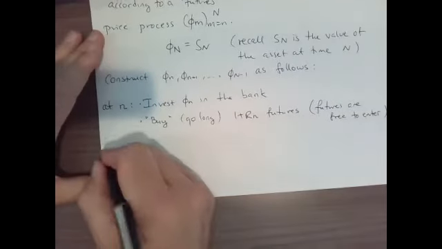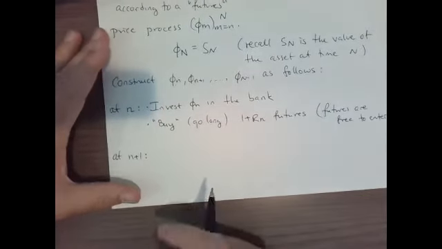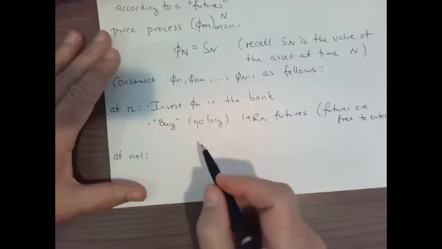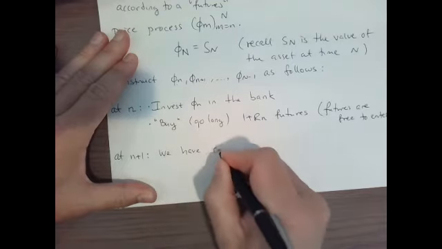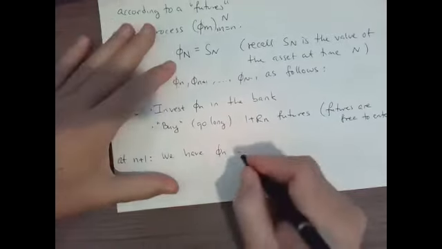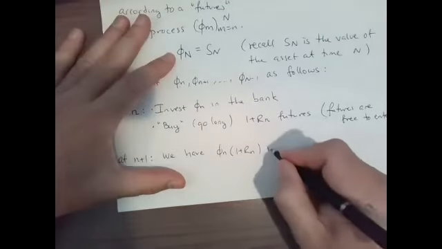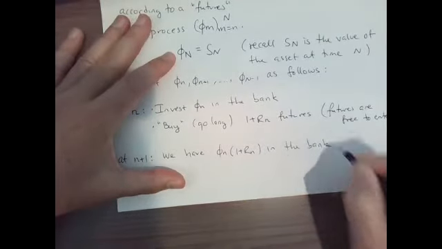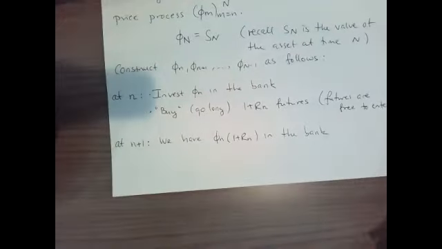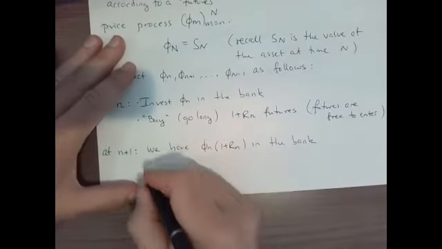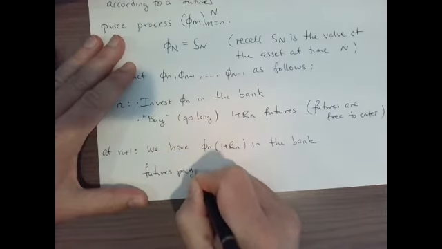So then what unfolds at time n plus 1? Well, we put this amount in the bank, so that has grown. We have phi n in the bank, and then it's grown with 1 plus Rn. So now there are going to be these futures payments.